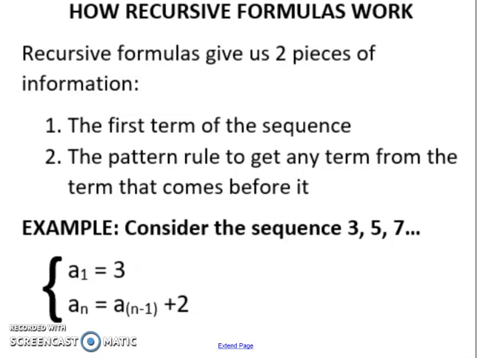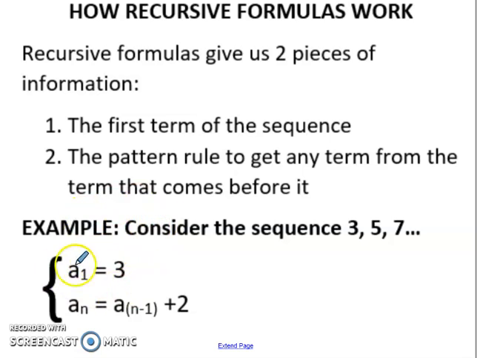Hey, what's up? All right, so we've done arithmetic sequences. Now we're going to look at recursive. Recursive is kind of working backwards. It's using the pattern they give you, right? Okay, so recursive gives us two pieces of information. It gives us the first term, and then it gives us the pattern rule to get to any term from the term that comes before it.